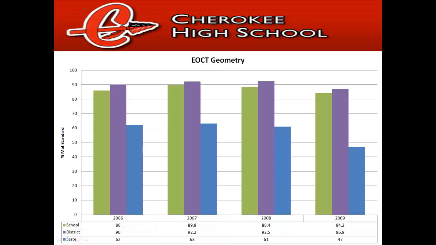For geometry, the geometry test stopped in 2009, so we're going to look at some data here just to get a feel for where the school was in case these tests ever come back. So the school was at 86% in 2006 and 84% in 2009. The district was at 90% in 2006 and then dropped to 86.9. The state dropped even more from 62 in 2006 to 47 in 2009.